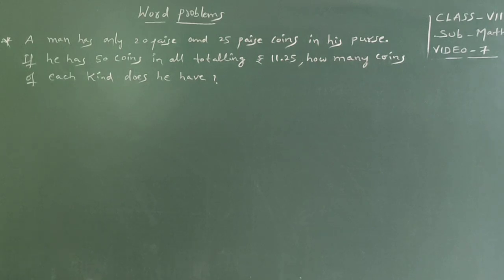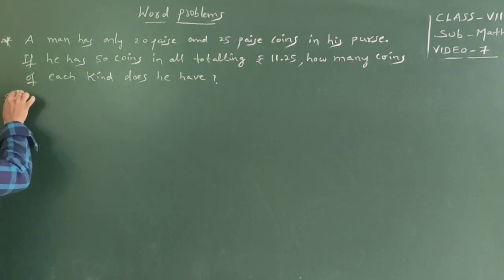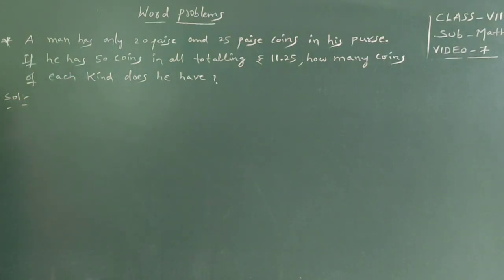Second problem. A man has only 20 paisa coins and 25 paisa coins in his purse. If he has 50 coins in all, totaling rupees 11.25, how many coins of each kind does he have?